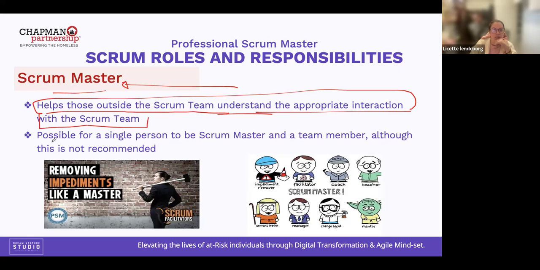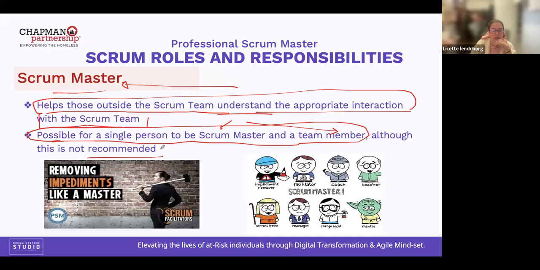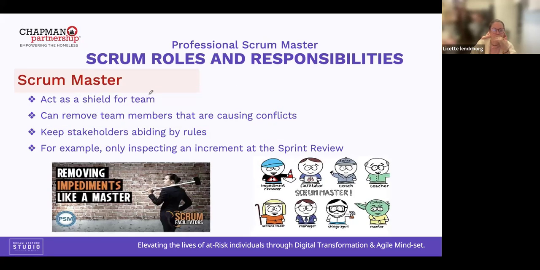So for the Scrum Master, is it possible for a single person to be Scrum Master and a team member? This is possible, but I don't recommend that. You can have both roles, Scrum Master and team member, but it's not recommended. So the Scrum Master acts as a shield for the team, protection, and can remove team members that are causing any conflicts. It's good to know that.